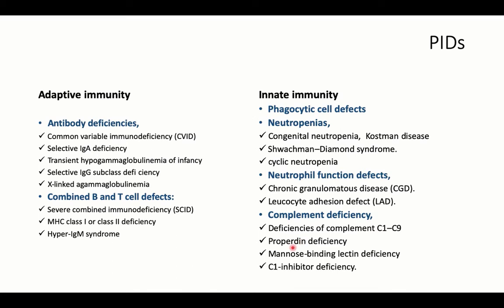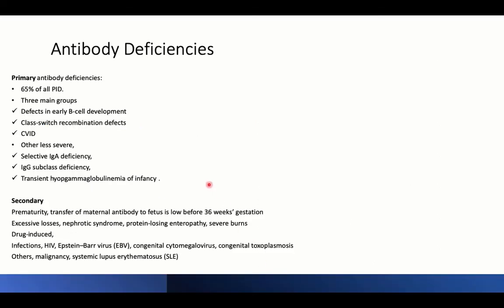We have properdin deficiency. If you remember, properdin was the initial step in the activation of the alternative complement pathway. So its deficiency will present with complement deficiency manifestations. Also, the mannose binding lectin pathway, this is the third one, may be deficient also. And finally, C1 inhibitor, the one protein important as a regulator for complement system activation. Its deficiency would present with continuous complement activation and its manifestations.